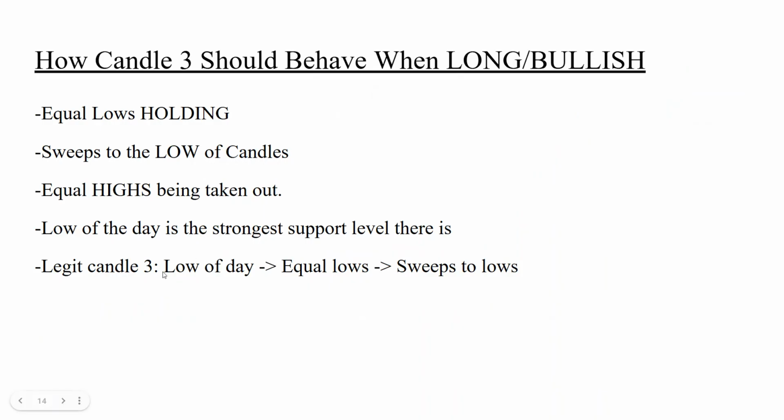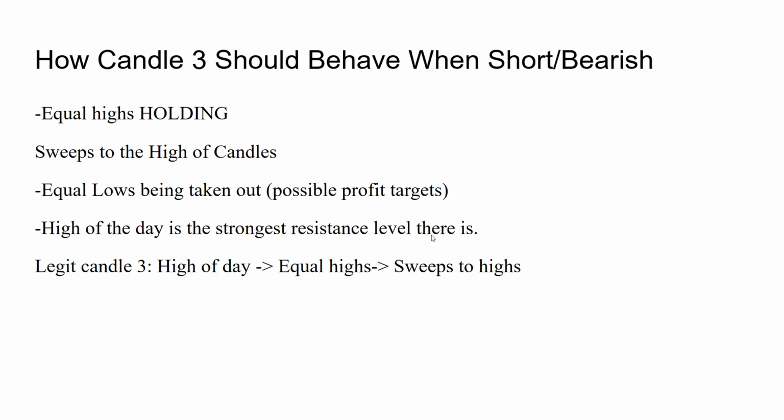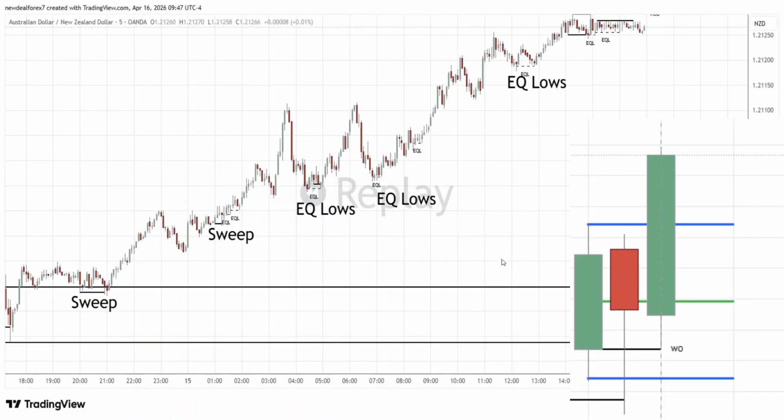So remember, for a legit candle 3 to the upside, you got the low of the day and then equal lows and sweeps to the lows panning out. In terms of when you're short or bearish, it's just everything in reverse. The equal highs hold. The sweeps to the high of candles, equal lows get taken out. The high of the day is the strongest resistance point there is. So you got the high of the day, equal highs, and sweeps to the highs. So again, this is putting it all together.